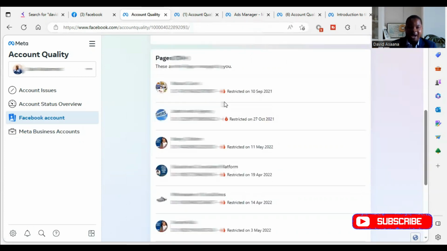I will show you why these things happen. This is for a client, and he made mistakes that led him to get restricted by all these pages. All the pages that were on his account, most of them got restricted, as you can see on the screen. So I'm going to show you exactly why it happens that way and how you can get your account reinstated the right way. So take time to follow these procedures in detail.